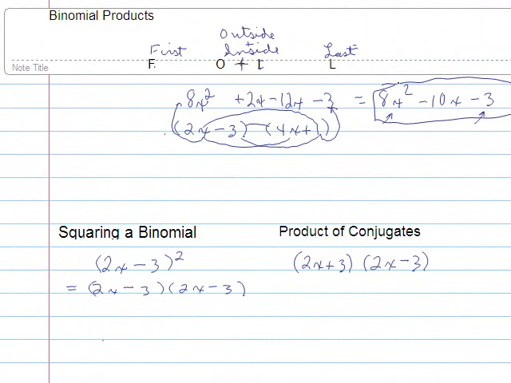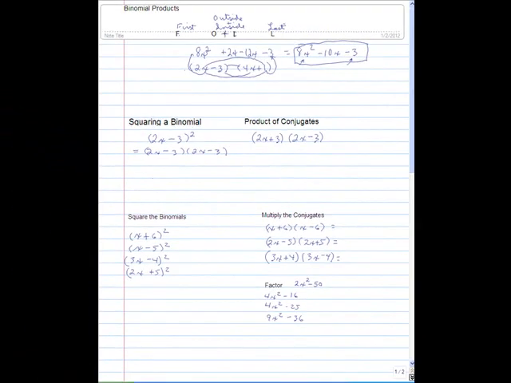Now there are two very special FOIL products which are going to take on a particular importance in this semester, so you should become very good at these. They are squaring a binomial and product of conjugates. An example of squaring a binomial is the binomial 2x minus 3. Again, the minus separates that into two terms. That's why that's a binomial. And I'm squaring it, so I'm squaring a binomial.